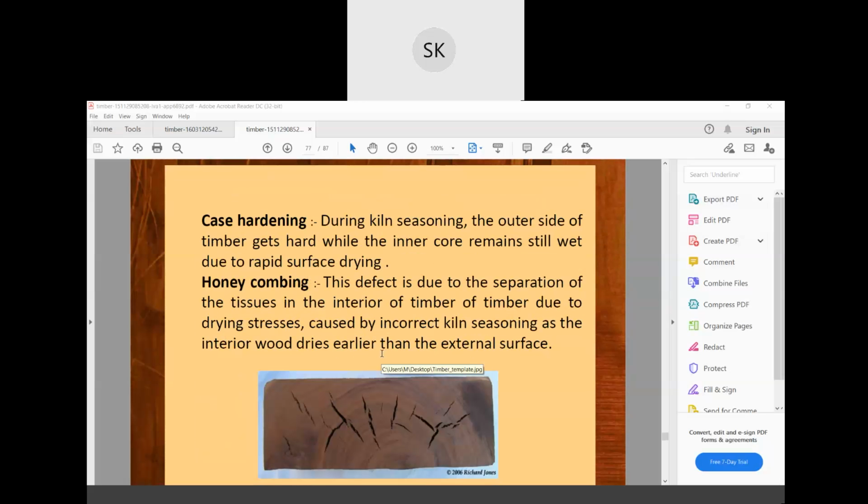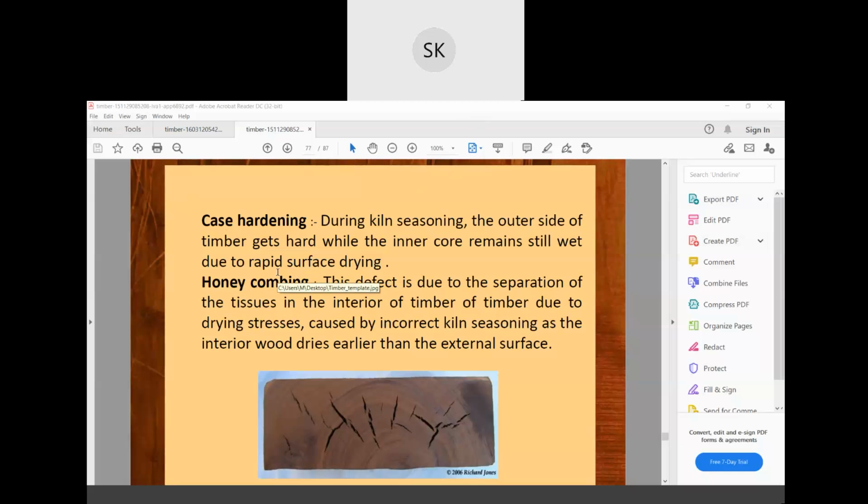So what is case hardening? During kiln seasoning, the outer side of timber gets hard while the inner core remains still wet due to rapid surface drying. So we know kiln seasoning or artificial seasoning, we use to dry the timber, right? In that, as this is a fast process, sometimes your outer parts get dried but the inner parts still remain undried. Due to that, this kind of defect can happen, which is known as case hardening.